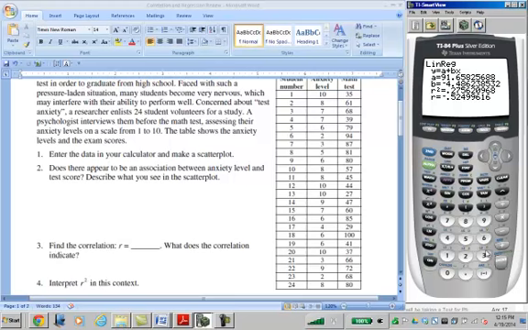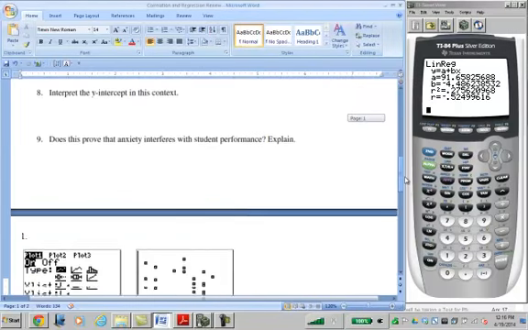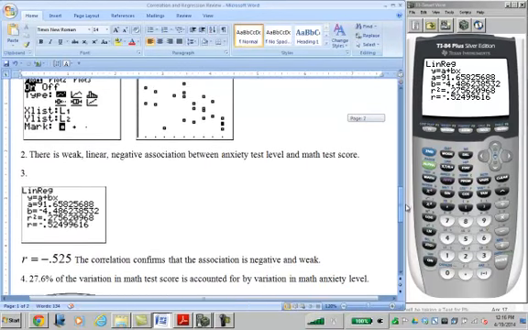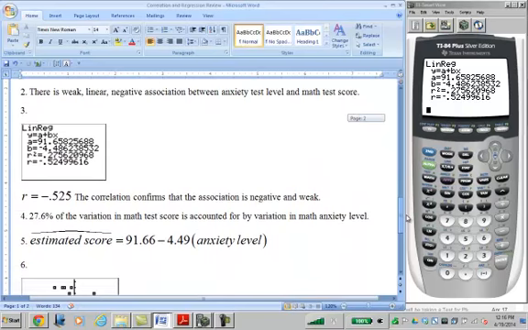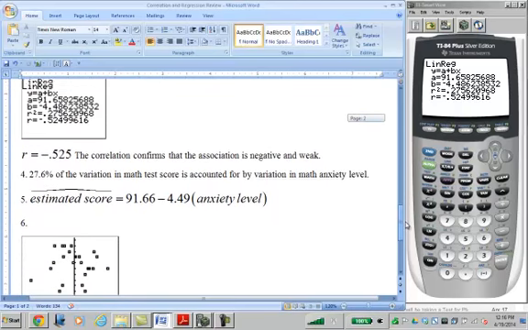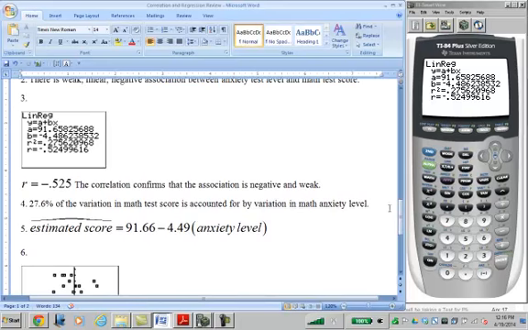Okay. So find the correlation R. What does the correlation indicate? Well, the correlation is negative and the correlation is weak, which confirms our perception about the scatter plot. Interpret R squared in this context. Let me scroll down here because I have some written answers to this. Number 4. R squared. 27.6% of the variation in math score is accounted for by variation in math anxiety level.